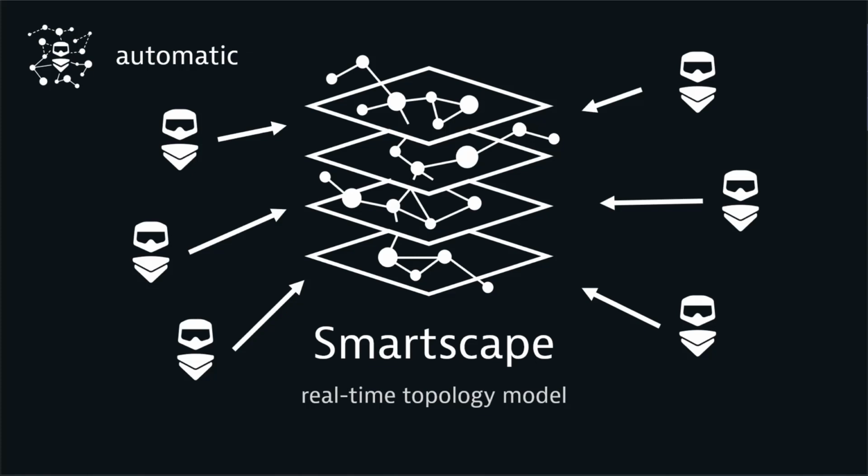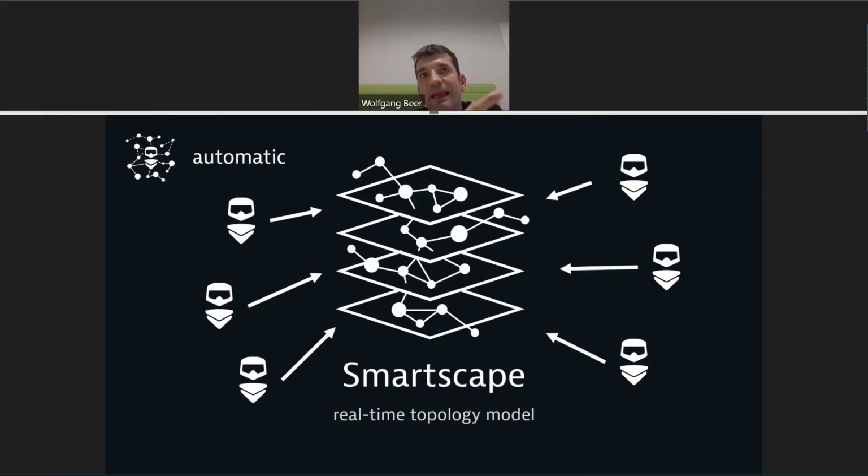So whenever you start up a new process on a host, it immediately shows up in Smartscape. It's classified as a technology. The services in that process are automatically detected, and we immediately start to gather a baseline to measure the normal behavior of that system component.